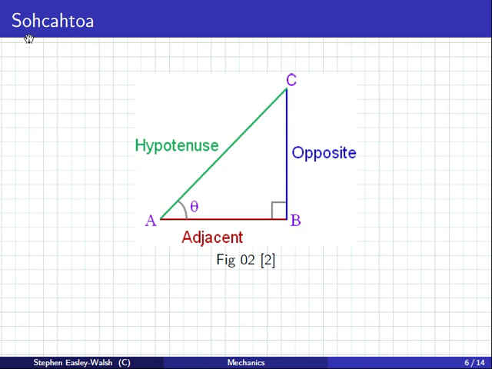Does anybody know this word? Sokotoa. Yeah. You know it? That's how we learned it. That's how you learned it, yeah? Does anyone know this word else? You know Sokotoa? What's Sokotoa? Yeah, that's it, yeah.